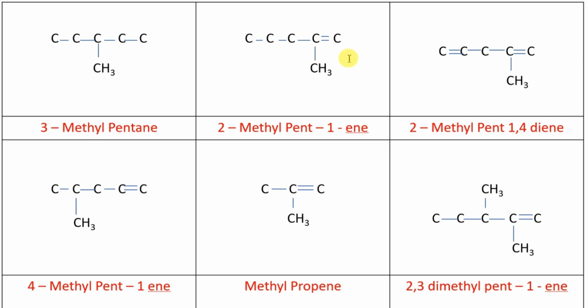Now, based on pentene, and my double bond is at the end, so based on pent-1-ene. Counting from the right, 2-methylpent-1-ene. 2 double bonds, diene. 1,4, whichever end I come from, 1,4-diene. Pent again, pent-1,4-diene. Carbon on number 2, 2-methylpent-1,4-diene.